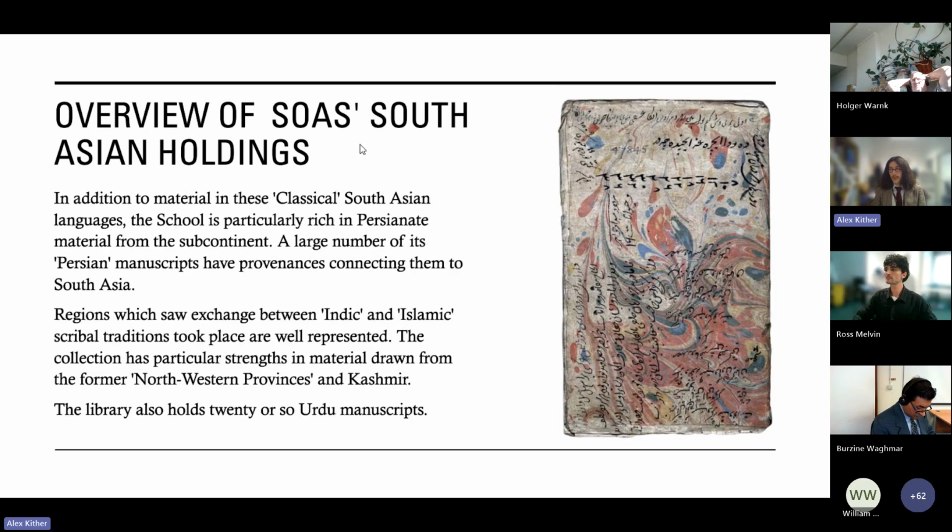In addition to what we consider classical South Asian languages, the school also has rich holdings in Persian materials from the subcontinent. Among our collections, Persian language materials are probably some of the largest represented in the manuscripts collection, and many of these have connections to South Asia. We also hold roughly 20 or so Urdu manuscripts, as well as some Kashmiri manuscripts in the collection as well.